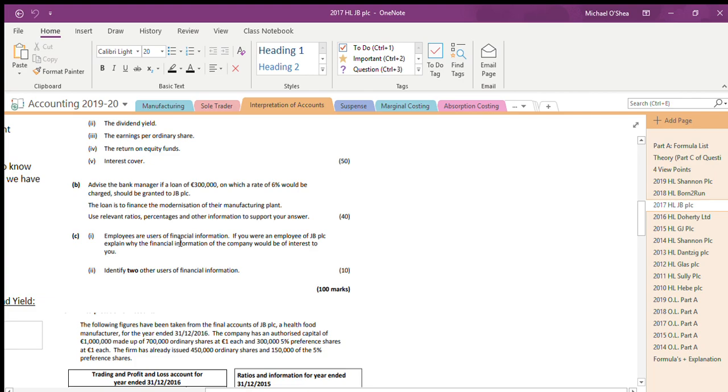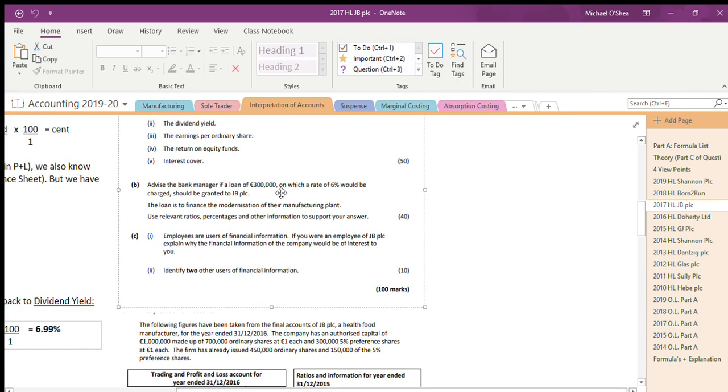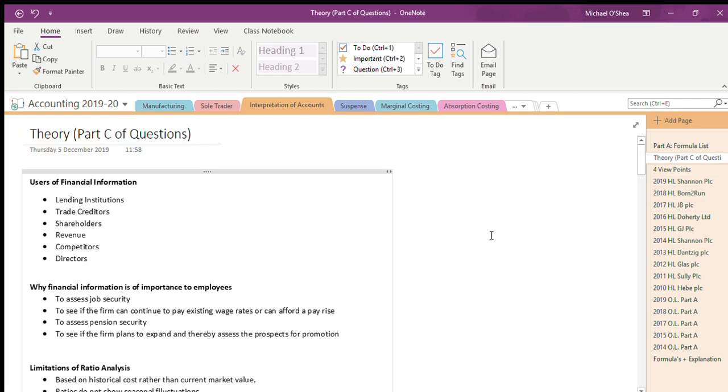If you're an employee of JB PLC, explain why the financial information of the company would be of interest to you. So from the same perspective that we always look at this from, let's say an ordinary shareholder, a new investor, a bank manager, or a debenture holder, employees actually care about this stuff too. So explain why the information will be of interest to an employee.